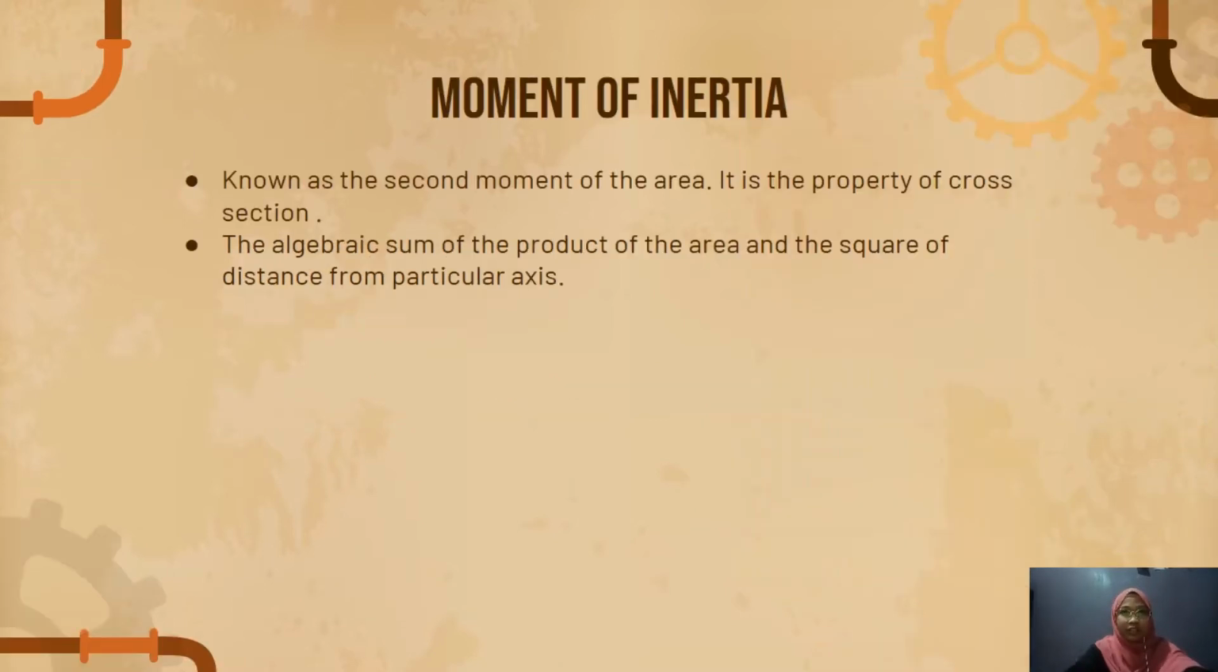Moment of inertia, known as the second moment of the area. It is the property of the cross-section. The algebraic sum of the product of the area and the square of the distance from the particular axis.